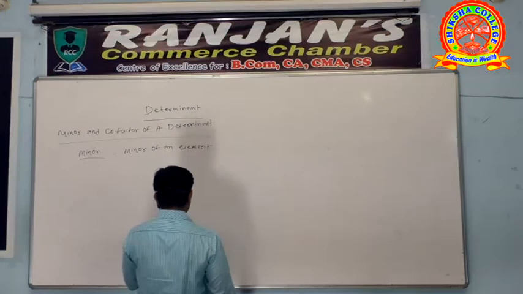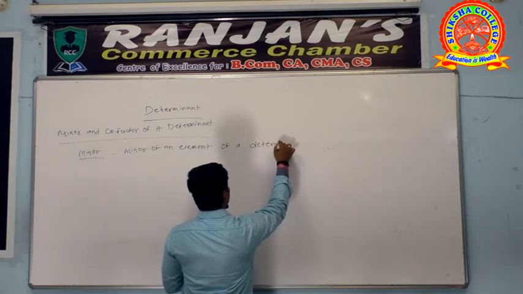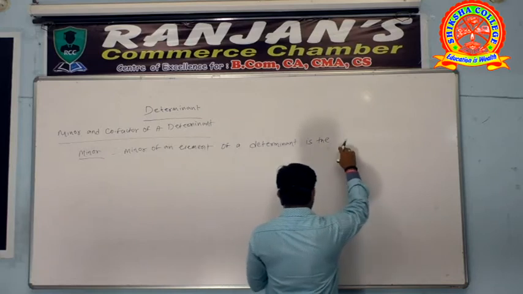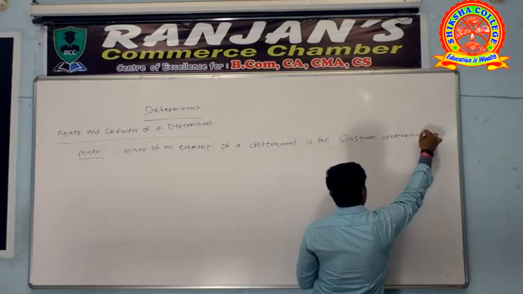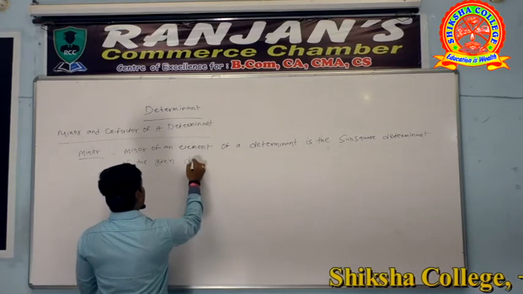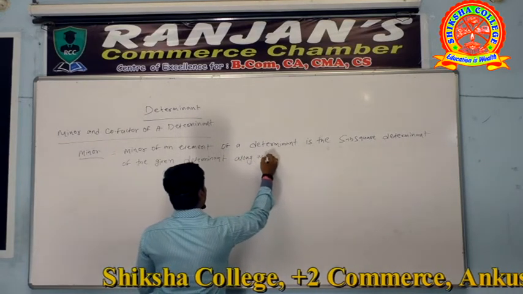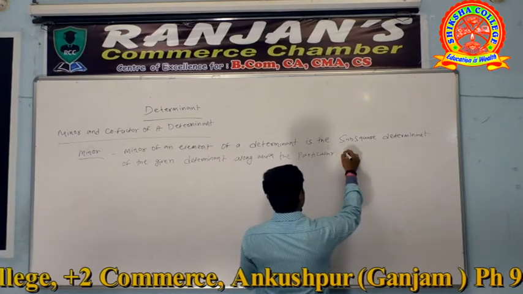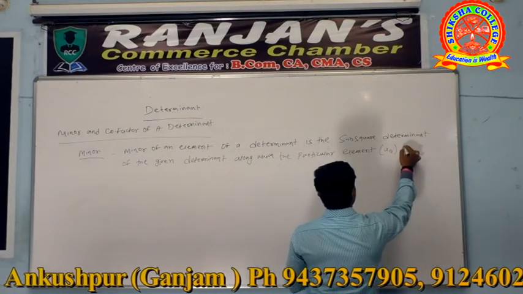Minor of an element of a determinant is the subsquare determinant of the given determinant along which the particular element does not exist. The particular element, that is Aij, does not exist.